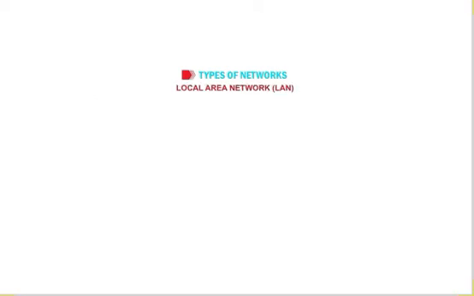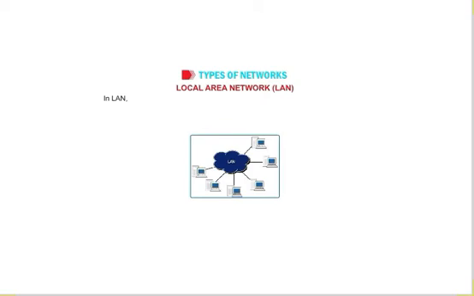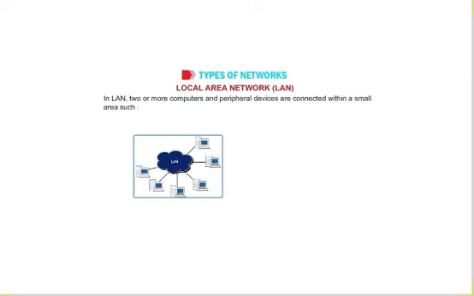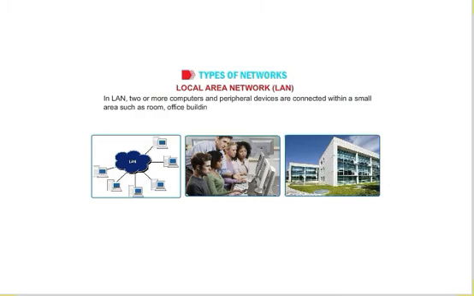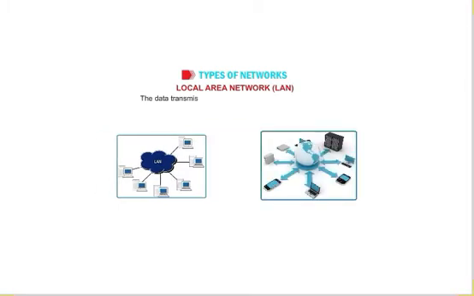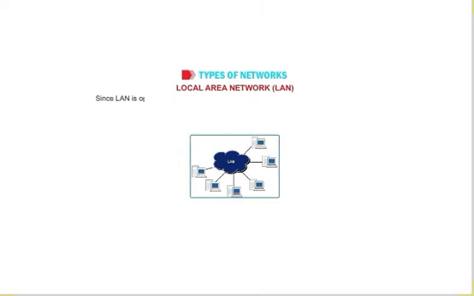Second, local area network, that is LAN. In a LAN, two or more computers and peripheral devices are connected within a small area such as a room, office buildings, etc. In a local area network, computer terminals are physically connected with wires. The data transmission speed is low as compared to WAN. Since LAN operates in a small area, it can be controlled and administered by a single person or an organization.